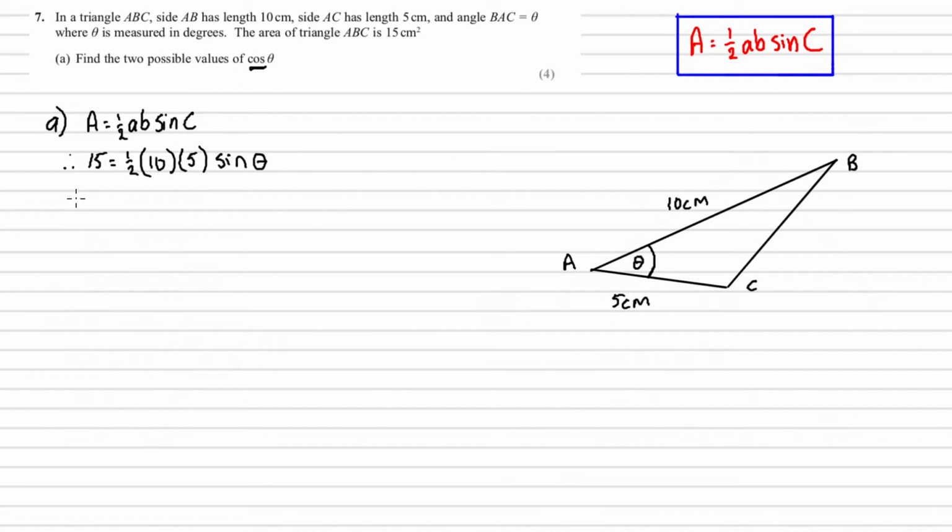So what I can do now is say that 15 is equal to a half multiplied by 10 is 5, multiplied by 5 is 25, sine theta. Dividing both sides of this equation by 25, I can say that 15 over 25 is equal to sine theta. Now I can cancel down this fraction. 5 goes into 15 3 times, and 5 goes into 25 5 times. So sine theta is equal to 3 over 5. I'm just going to call this equation 1.